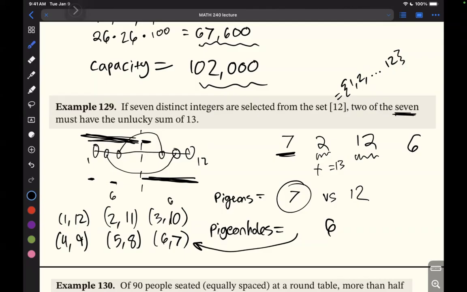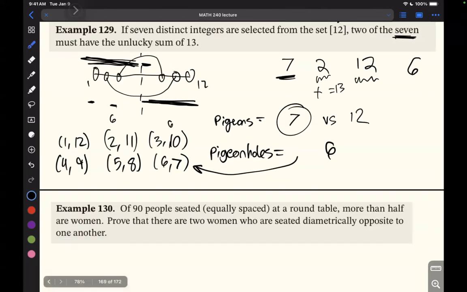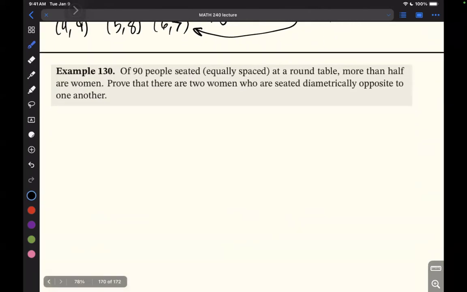Questions on that? Confusions? All right.